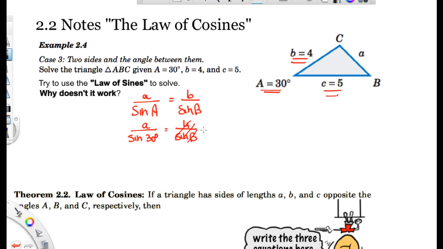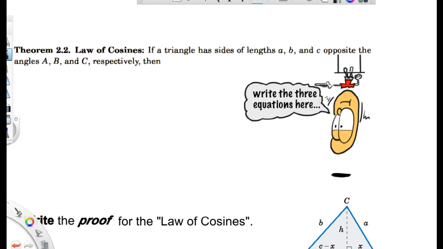And well, let's try C. If I tried C, C would be 5. But again, I don't know what C is, so I don't know what the sine of C would be either. So there's just no way to do this. What we're missing is a complete pair. So we cannot use the law of sines. So we have the law of cosines.